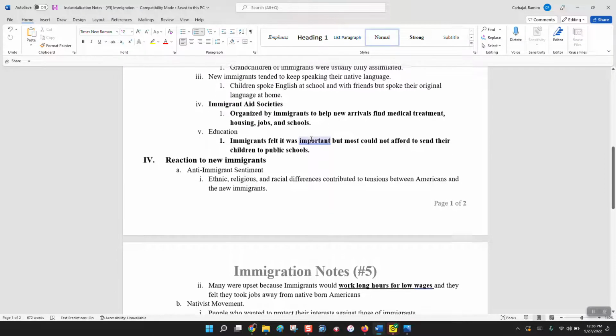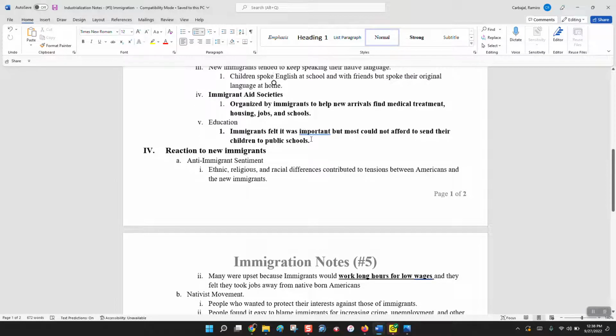In terms of schools, immigrants realized that education was important, but unfortunately, they were so poor that they couldn't really afford to send their kids to schools. They had to send them to the factories. So it was important, but rarely was it taken.